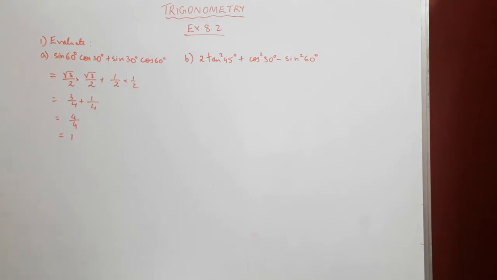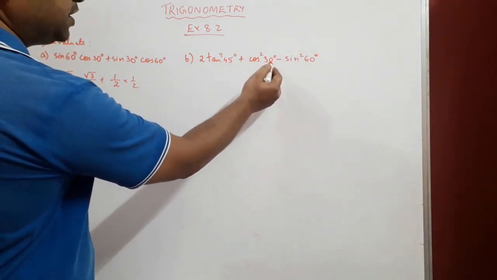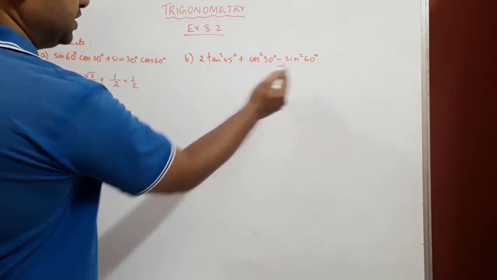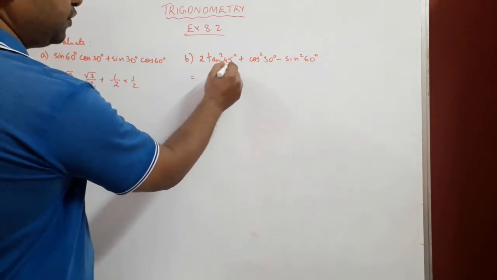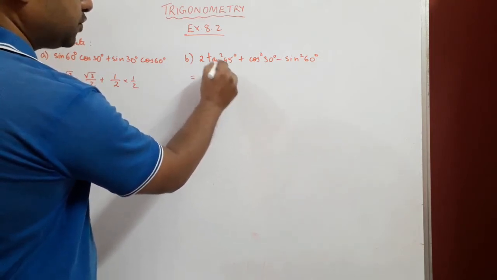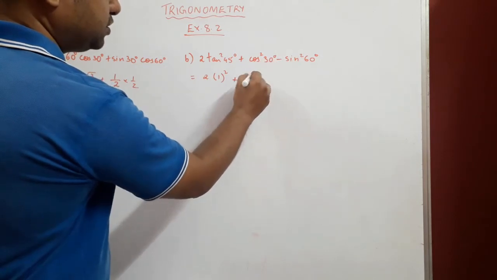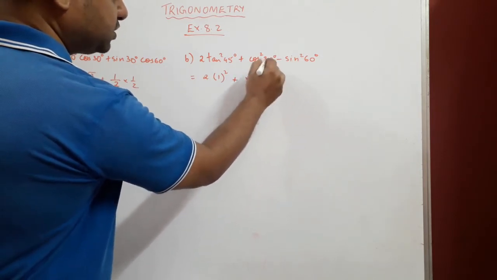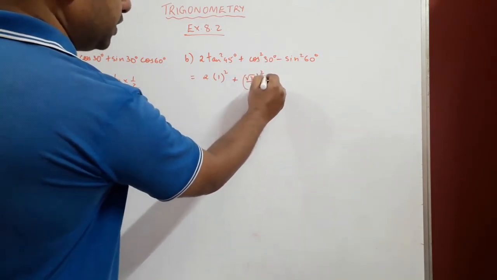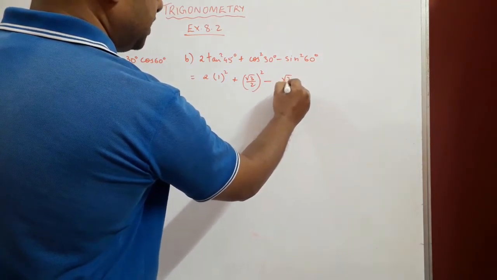Our next problem is 2 tan square 45 degrees plus cos square 30 degrees minus sin square 60 degrees. Tan 45 is 1. So 2 into 1 whole square, because this is tan square 45. Cos of 30 is root 3 by 2. Since this is square, this whole thing will become square. Minus sin 60 is also root 3 by 2.